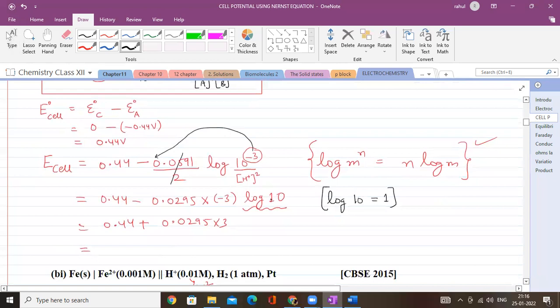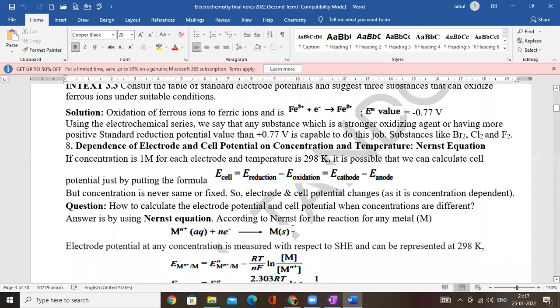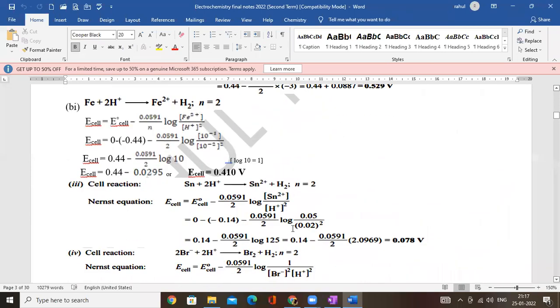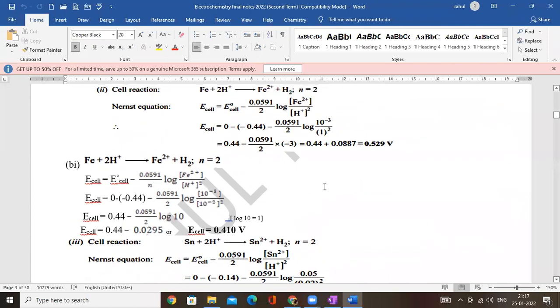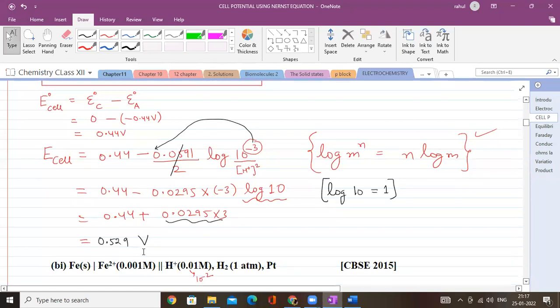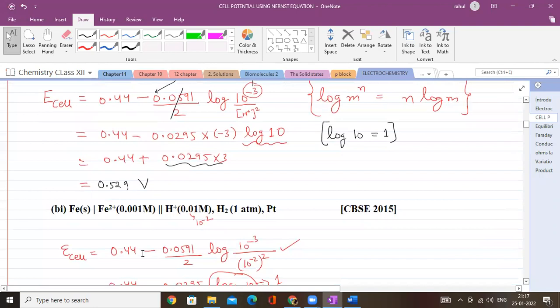And of course, I will multiply this, and then after I'll add, in order to give you the value, whatever the answer will be. You can actually check by solving it. I have already solved all these questions for you in the notes itself. What I have done, the answer will be 0.529 volt. So I can write here, answer is 0.529 volt.